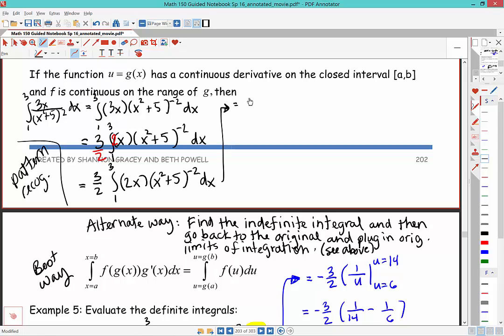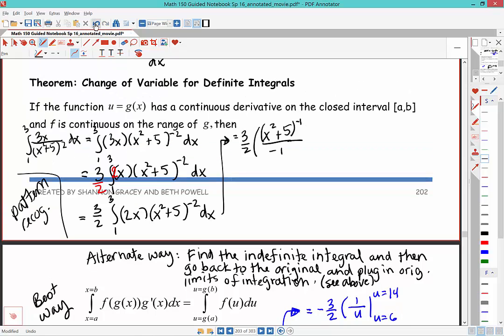And then, of course, that's going to get us to 3 halves times x squared plus 5 to the negative 1 over negative 1, evaluated from, now do you see your x limits are fine, from x is 1 to x is 3.